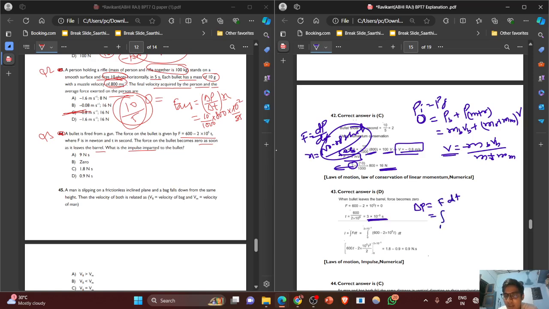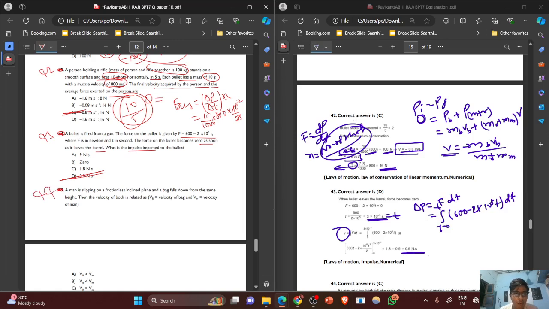Simply integrate F dt from t equal to 0 to this value of t, where F is 600 minus 2 into 10 to the power 5 t, into dt. Just calculate and you get the value of change in momentum. So your change in momentum will be your impulse. It will come out to be 0.9 Newton second. Option D is your correct answer.